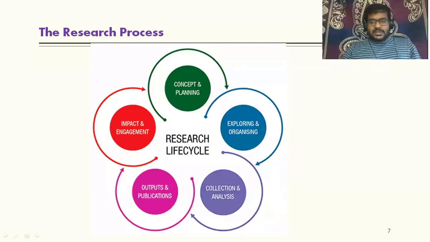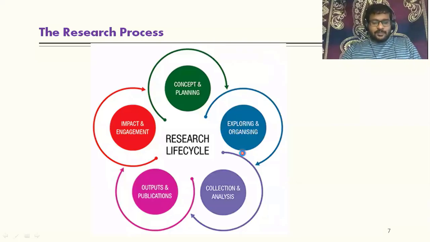Now, coming to this basic research process. I don't want to go into detail, but normally before starting the research, you can start from this green round circle, concept and planning. First you need to get the concept of what you are going to do. At the same time, you need to plan, because without planning you can't proceed. Next is exploring and organizing. What are the things exactly required, and on what basis are you going to do them? Those come under this exploring and organizing.